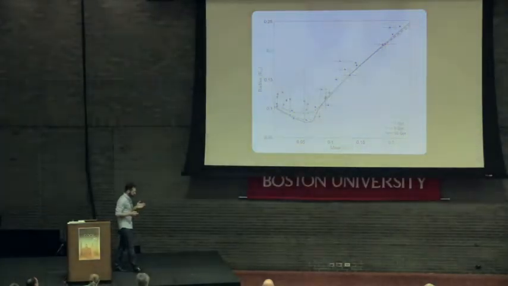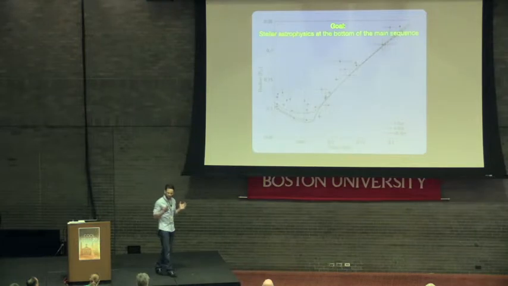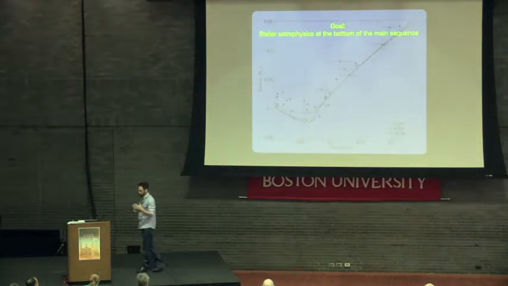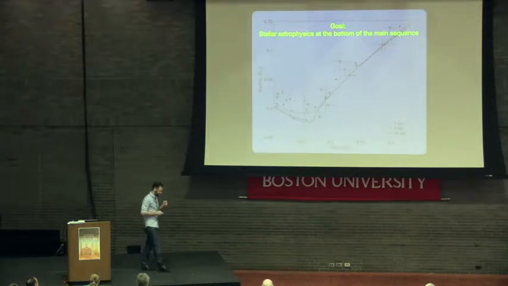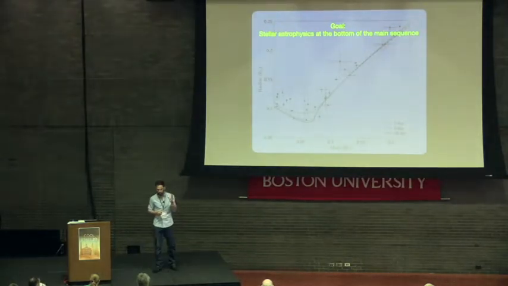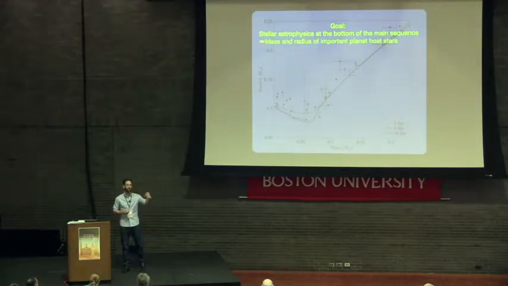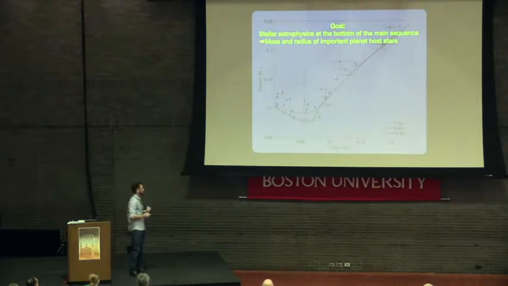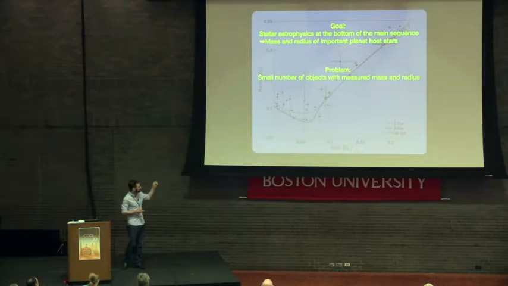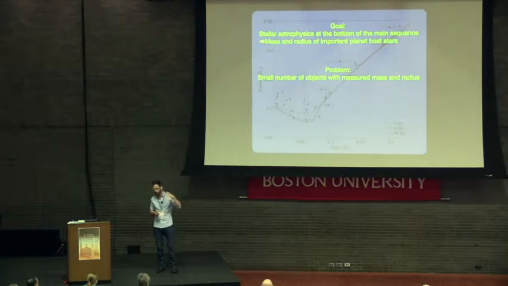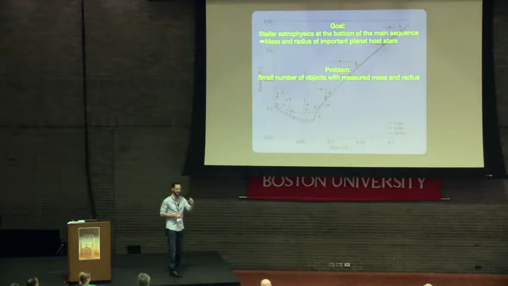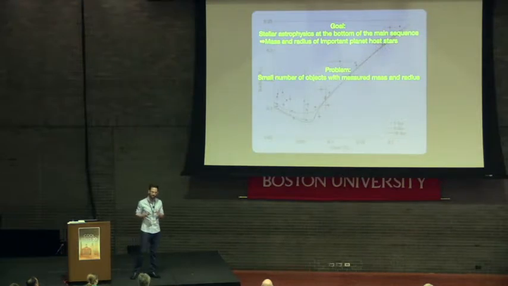So the goal is to do good old-fashioned stellar astrophysics at the bottom of the main sequence. We want to understand the radius-mass relation because these objects, as one possible motivation, are very important when they are the primary object in the system, when they are the planet host. But the problem is that you can literally quickly count the number of known objects in this parameter space, as opposed to hundreds of planets with measured radius and mass, and hundreds, if not more, of sun-like stars, FGK stars, with measured radius and mass.